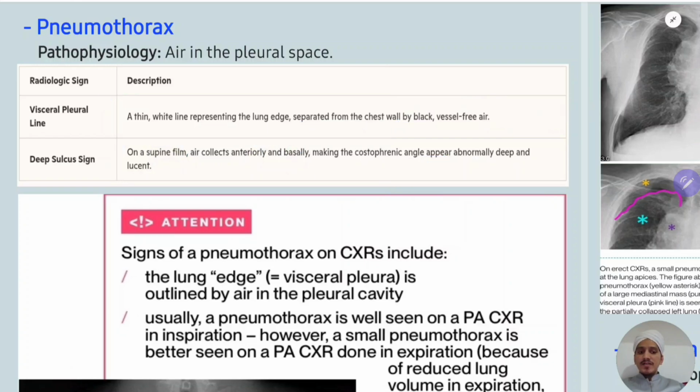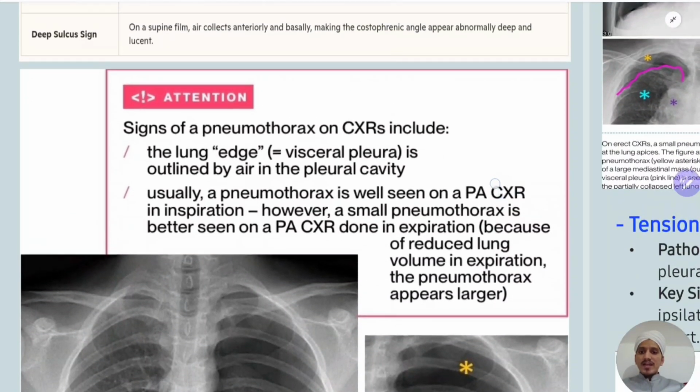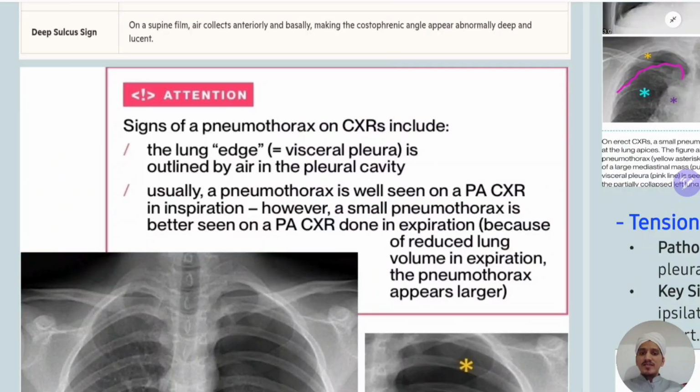Let's see the X-rays. Signs of pneumothorax on chest X-ray show the lung edge, the visceral pleura, outlined by air in the pleural cavity. Usually a pneumothorax is well seen on a PA chest X-ray in inspiration. However, a small pneumothorax is better seen on a PA chest X-ray done in expiration.